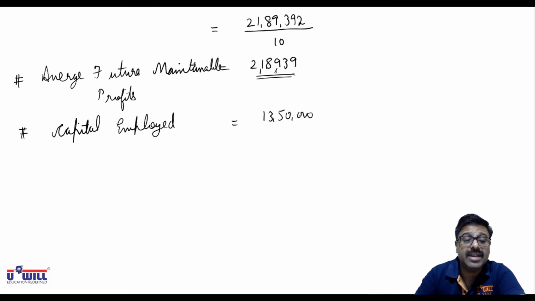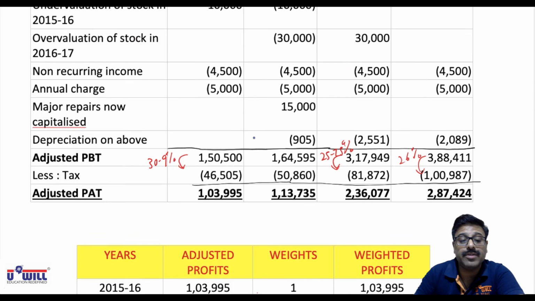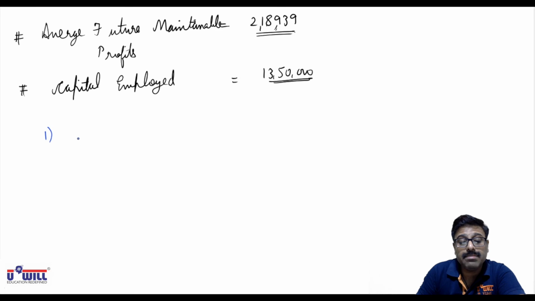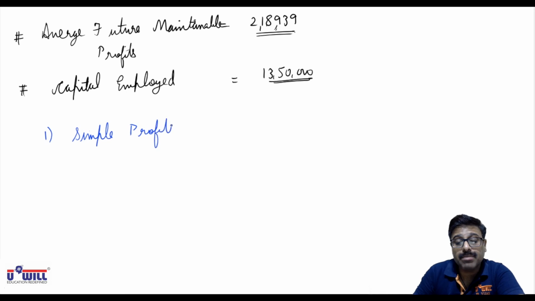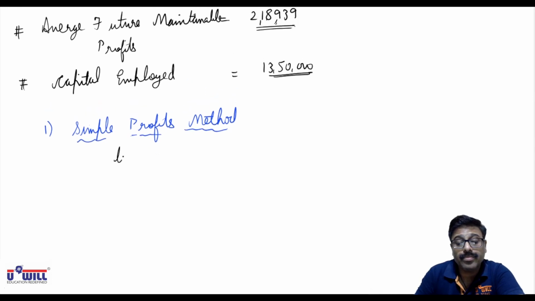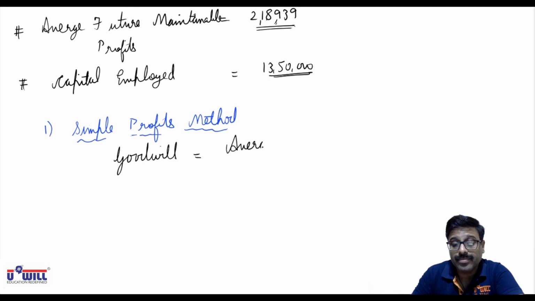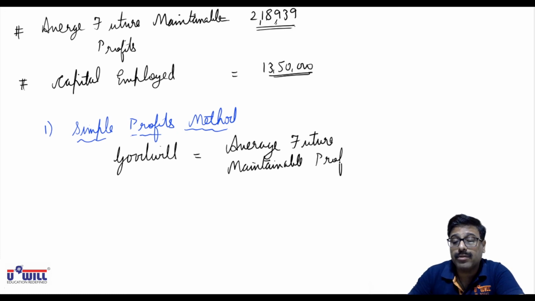Now we find goodwill by various methods. First, which method are we asked to use in the question? Simple profits method. By the simple profits method, goodwill is equal to average future maintainable profits multiplied by number of years purchase.